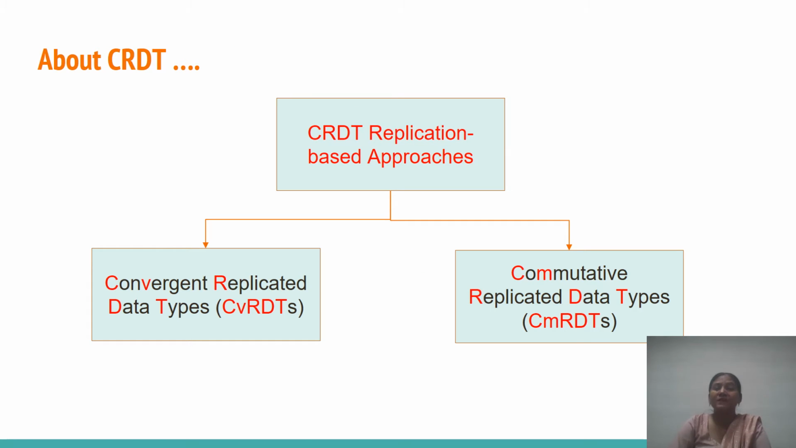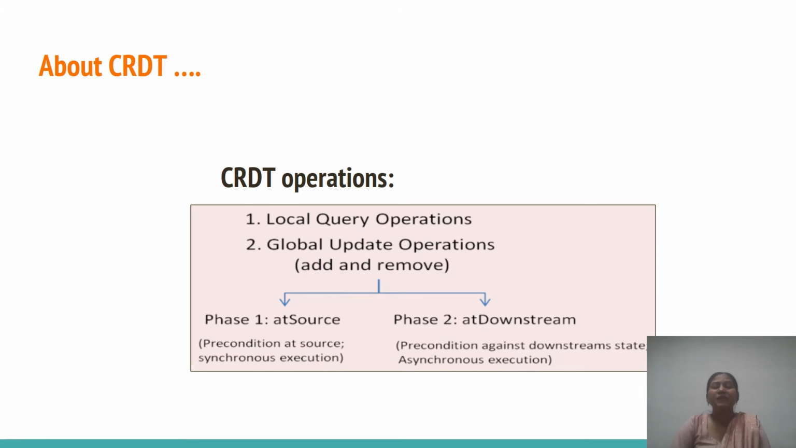CRDTs replicate objects by transmitting either the entire state or operations. The use of these replication methods generates convergent replicated data types, or CvRDTs, and commutative replicated data types, or CmRDTs. Further, CRDT specifications include payload and internal data structure representation and two types of operations, that is query and update. The query operations are used to investigate the locally available data objects, and the update operations change the internal state of the data objects in two phases.